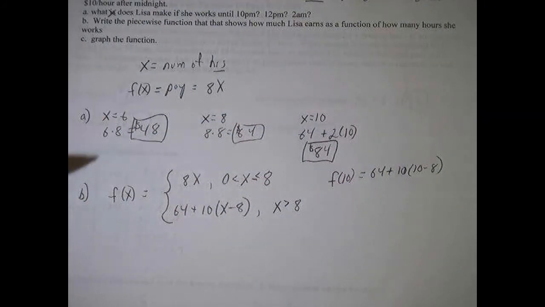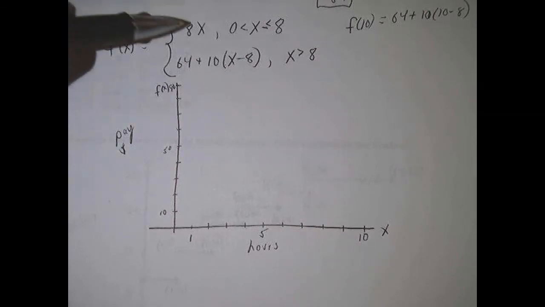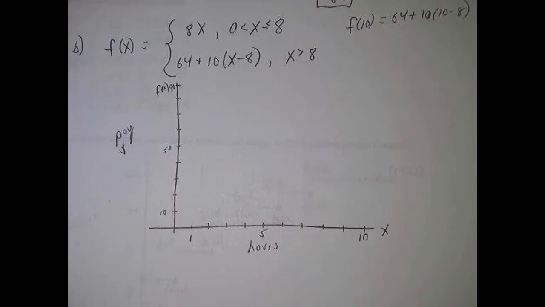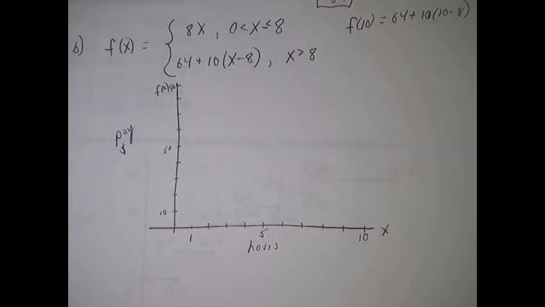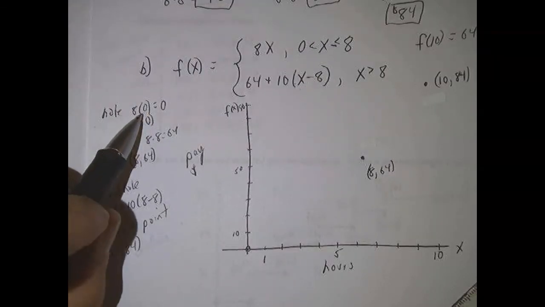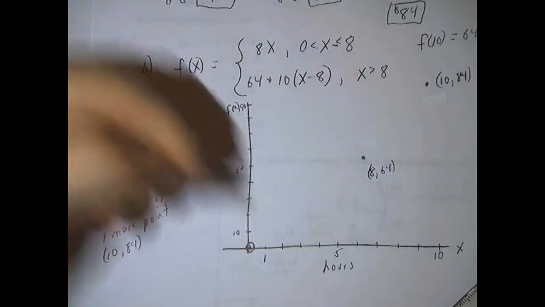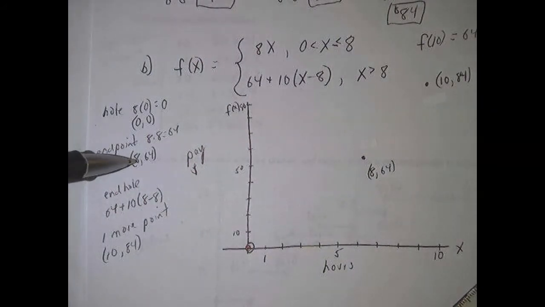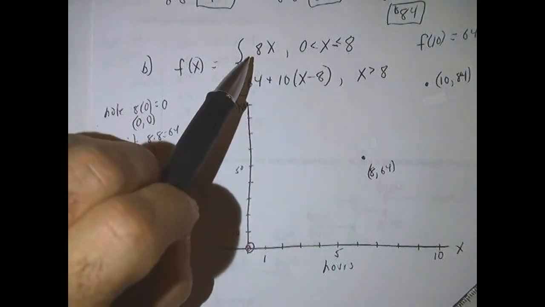Now let's graph it out. I've made a graph, since this isn't on graph paper. What I need is the endpoints and holes, just like we always find when graphing piecewise functions. So let's plot the endpoints and holes here. I plugged in the 0 here, and I know that there's a hole at 0, 0, so this is where it starts. And then there's a point at (8, 64), because if you plug in 8 here, you get 64.